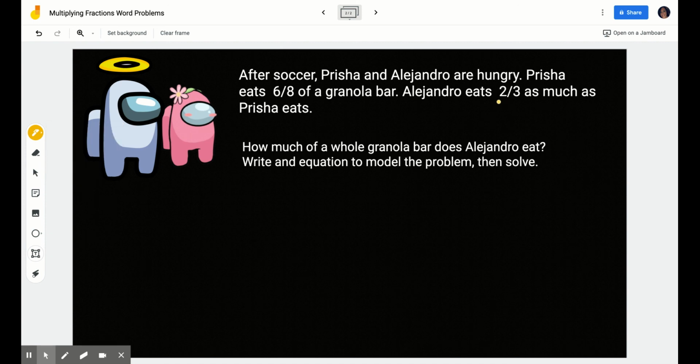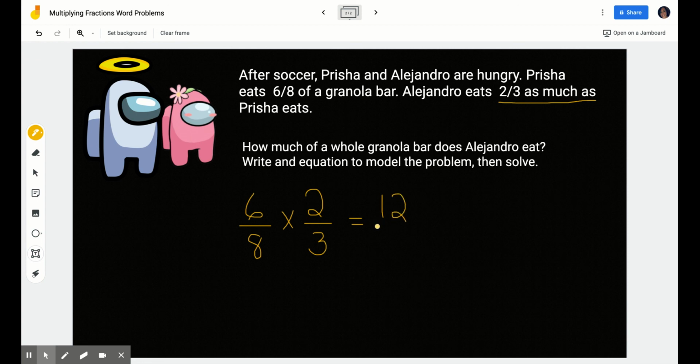We learned when we're trying to solve for "of," we multiply, but also when we're trying to solve for "as much as." So this says Prisha eats 6/8 of a granola bar, but Alejandro eats 2/3 as much as. How much of a whole granola bar does Alejandro eat? Write an equation to model the problem, then solve. We just did that.